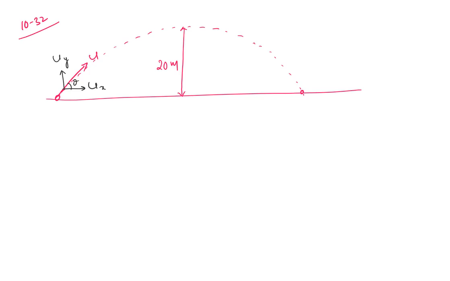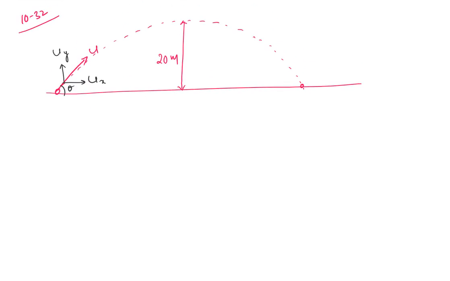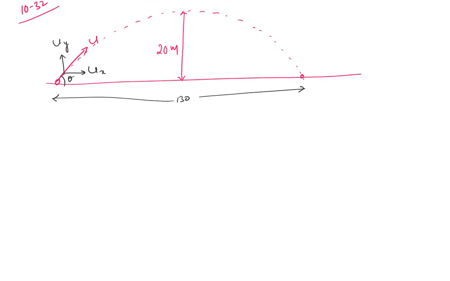Alright, so let me draw the theta here, which will probably make more sense. So you can, that's easy to visualize. And the ball lands 130 meters away, so this is 130. Alright, so let's write the information that's given.